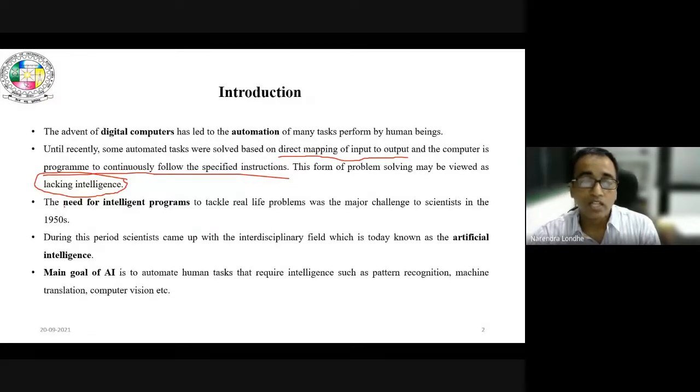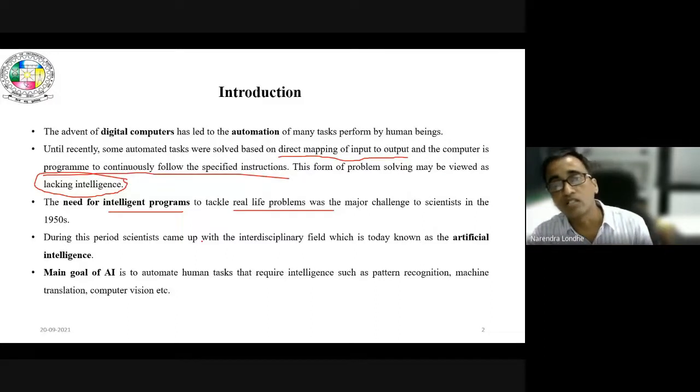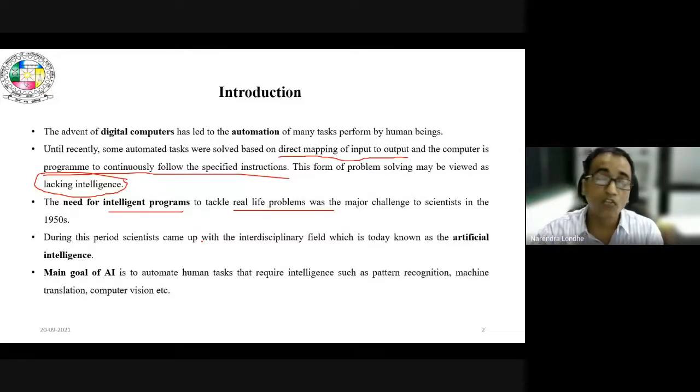The need for intelligent programs to tackle real-life problems was a major challenge, and this was understood by scientists in the 1950s. During this period, scientists were doing research in interdisciplinary fields, and that research ultimately cultivated into another field of research called artificial intelligence.